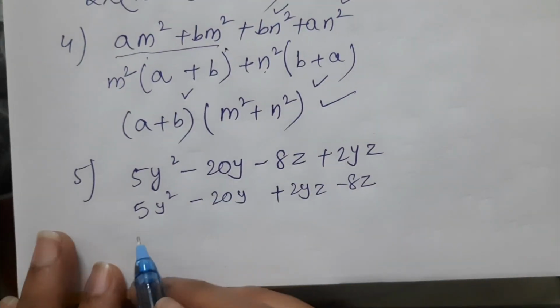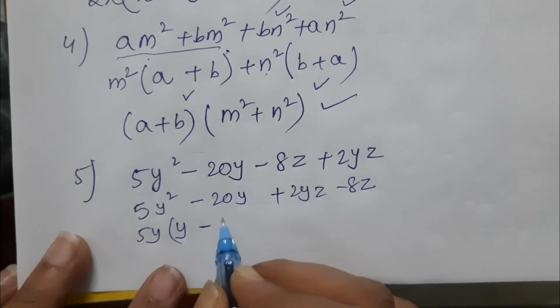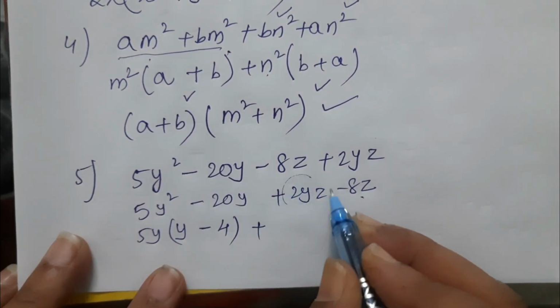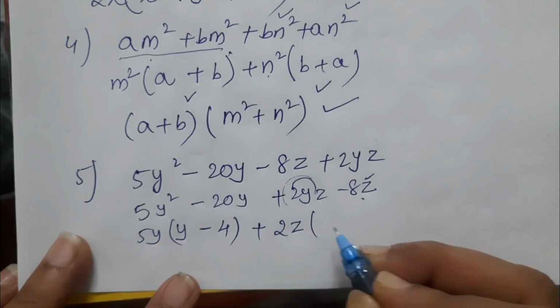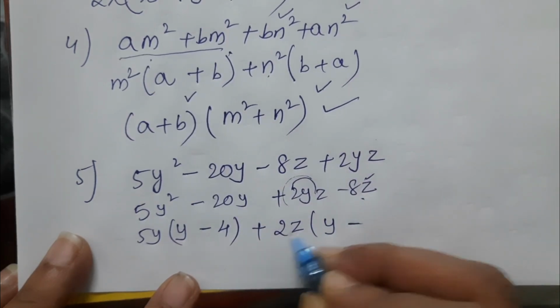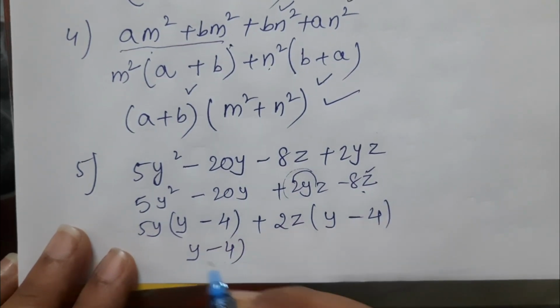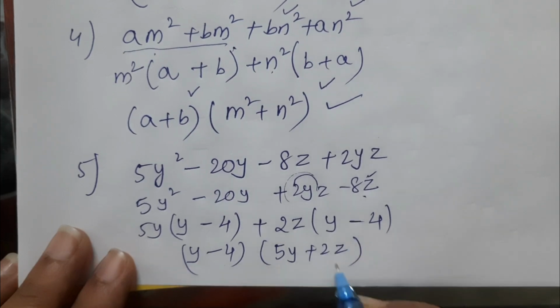Now here we can take 5y common. So we are left with y minus 4. Now here 2z can be taken common, as z is there in both of them. So take 2z common. So we are left with y, 2 4s are 8z. So thus the answer is y minus 4 and 5y plus 2z. So this is our final answer.